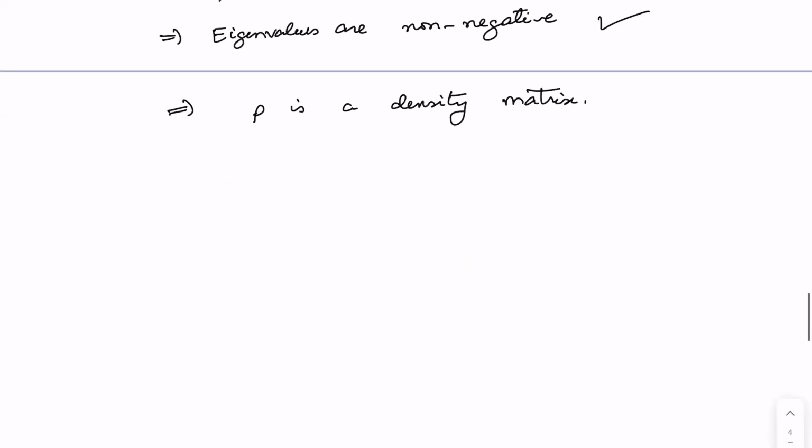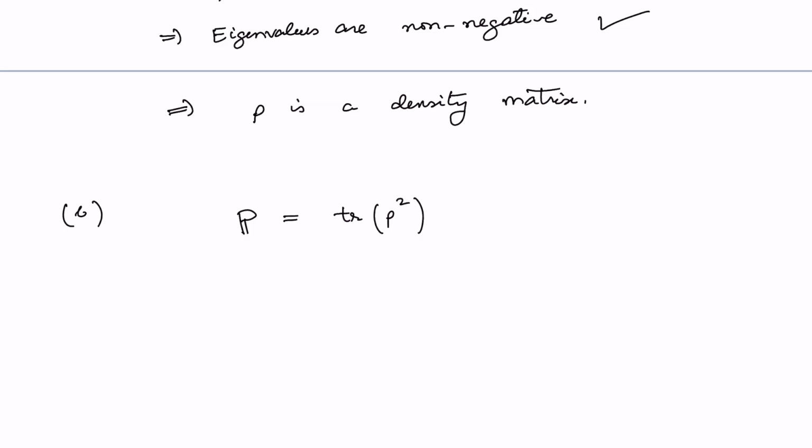Now what about the second part? In the second part, it is asked what is the purity of the matrix. So you know the purity is defined as P equal to trace of rho squared. Trace of rho squared, if you find it, gives you the information about whether the density matrix represents a pure state or a mixed state.